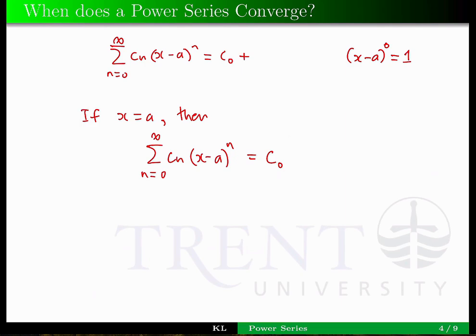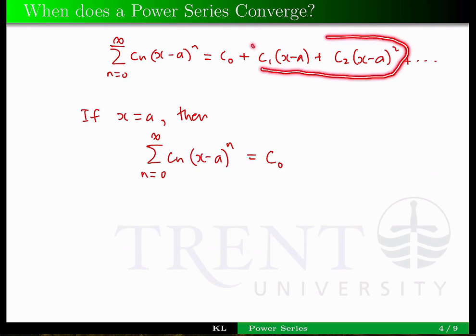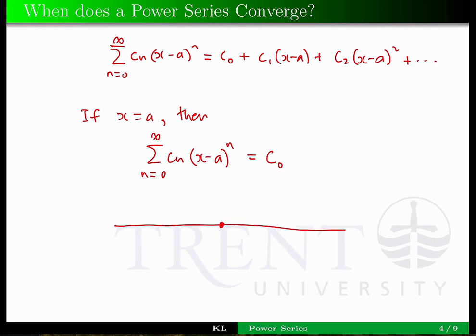Let us write the expansion here. C sub 0 plus C sub 1 times (x minus a) plus C sub 2 times (x minus a) squared plus so on and so forth. So when x equals a, all of this will be 0, including the others here, and we will be left with C sub 0. So in this case, x equals a is always a point of convergence of a power series. Okay?